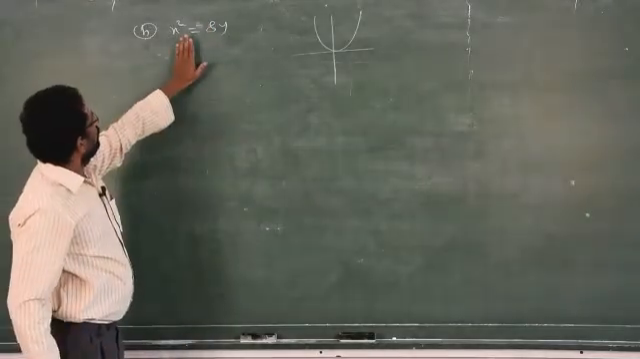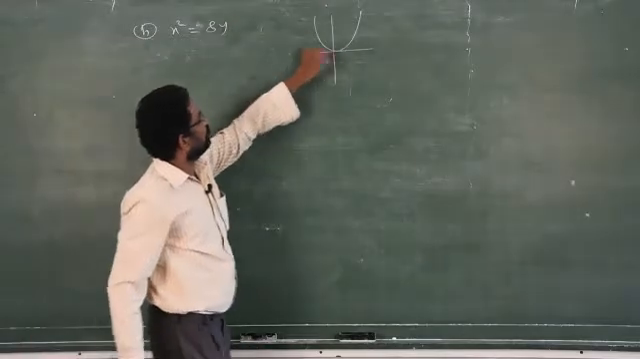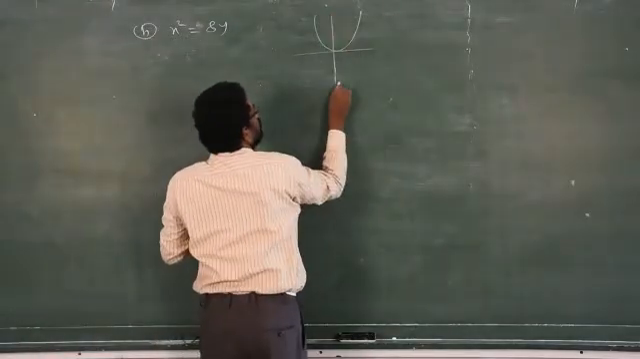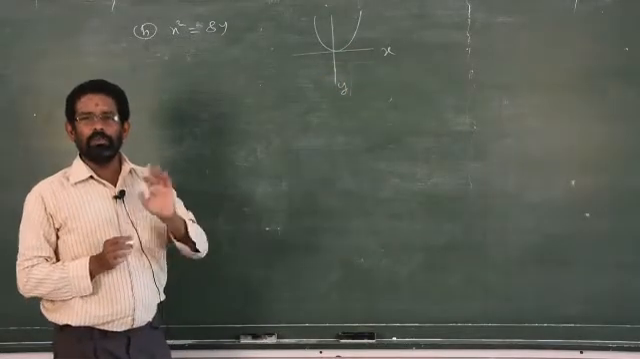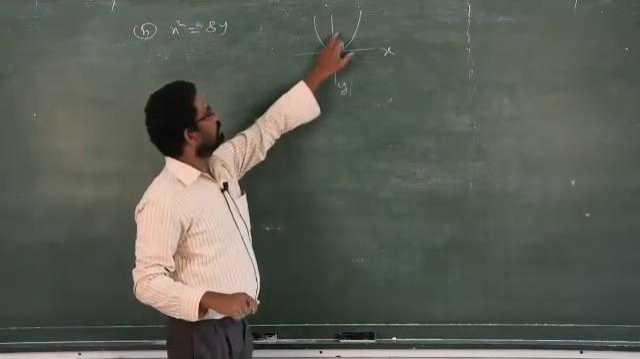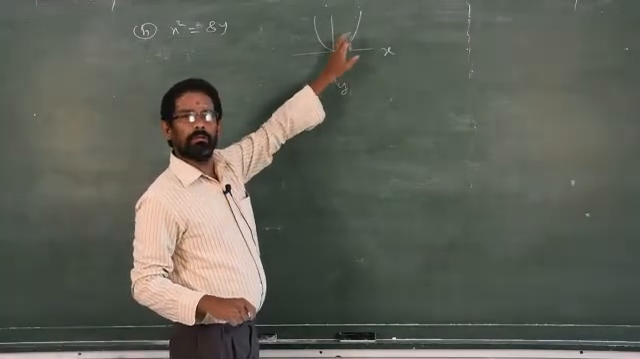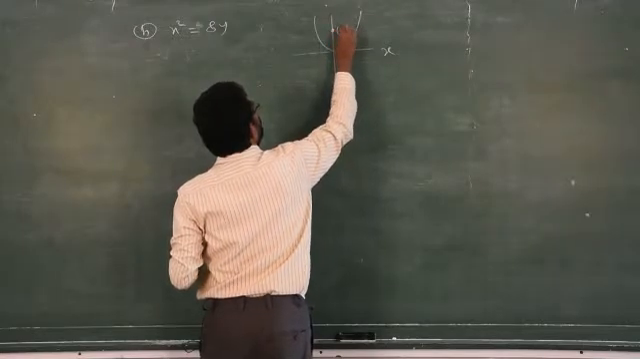Therefore, out of these two variables, y doesn't have power 2. Therefore, the parabola contains which axis? Y axis. So I draw the diagram. Then you know how to find the focus. Focus always falls on which axis? Y axis, because the parabola contains the y axis. So the point on the y axis will be (0, a).